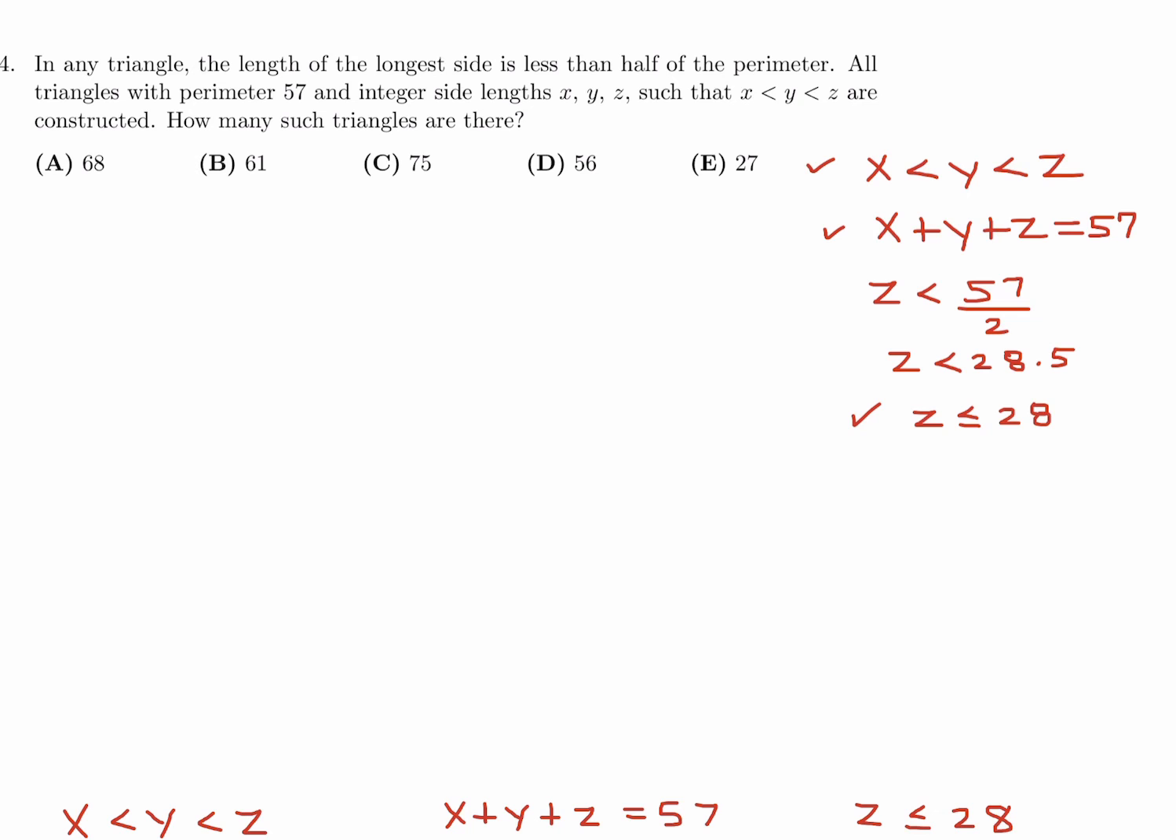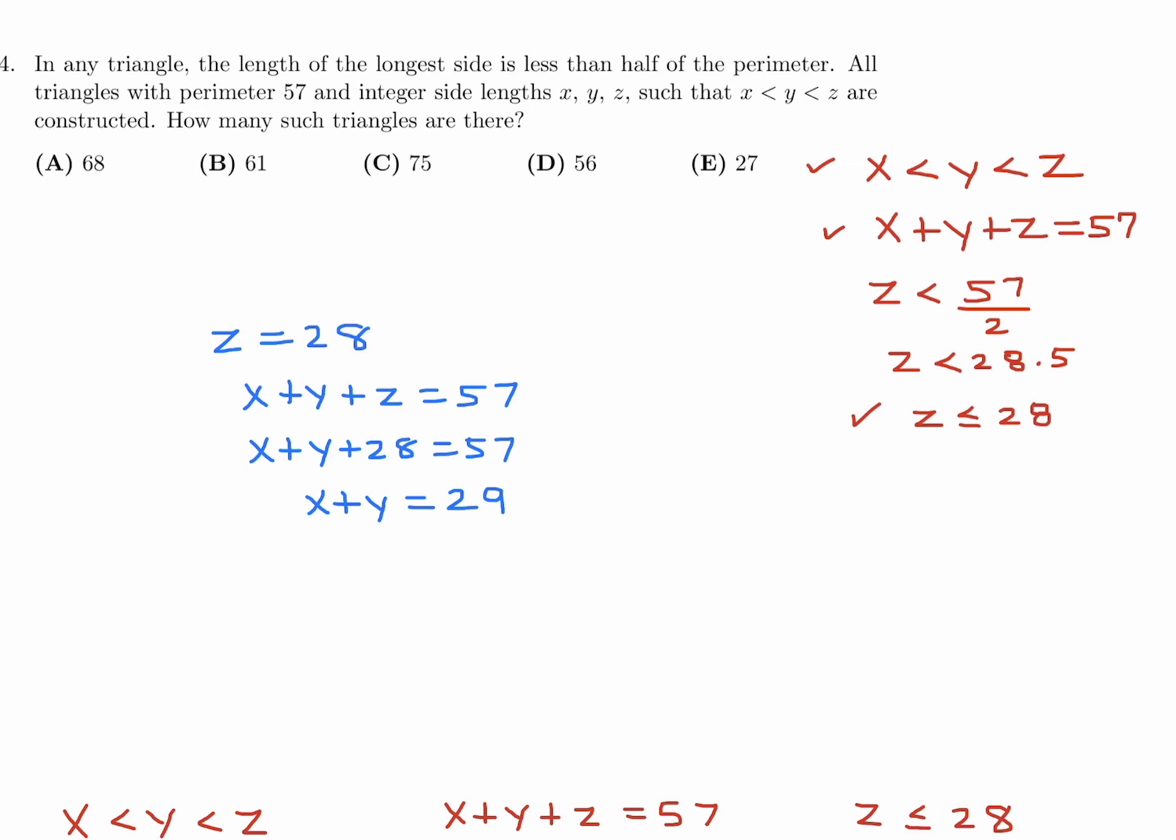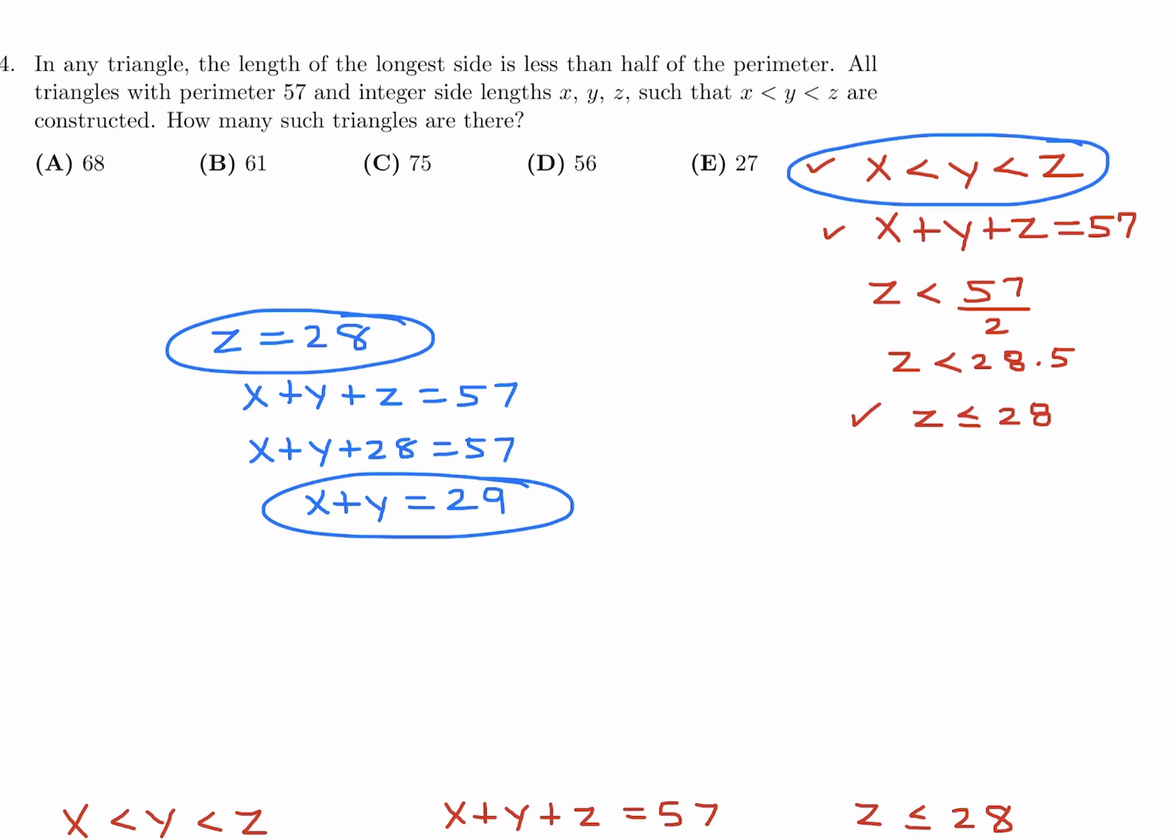When z is equal to 28, that means that since x plus y plus z is 57, if z is 28, plug that in, and we therefore get that x plus y must be equal to 57 minus 28, which is 29. So we have to create a table where z is 28, but x plus y is 29, and we have to make sure that they are in that inequality.